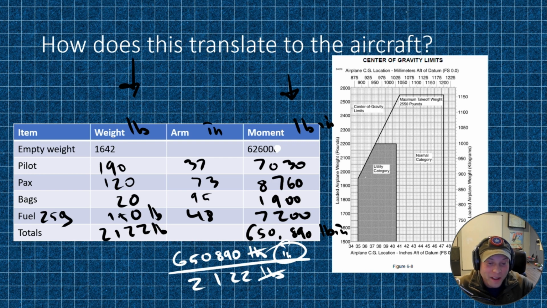Anyways, you get the idea. You get some value in inches, and then you're going to confirm here, our weight is 2122, which is about here. And then our center of gravity, 2122. Yeah, there we go. That's what I did.